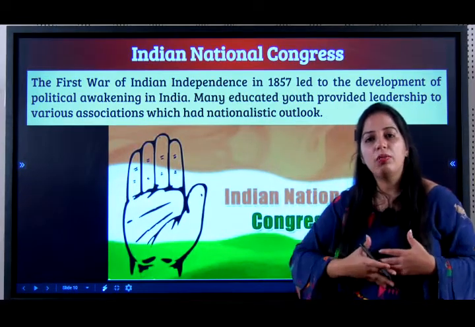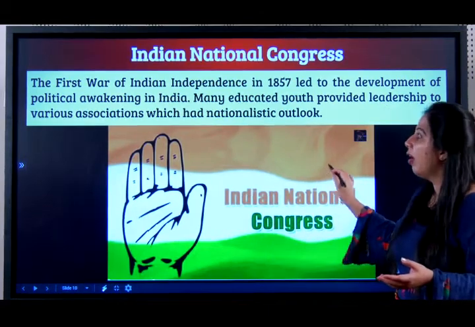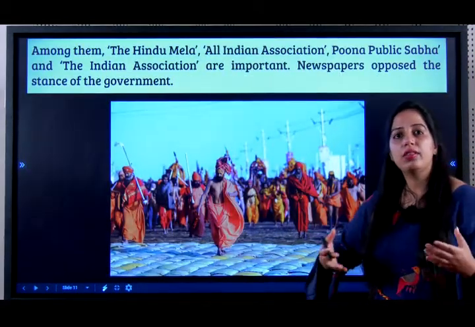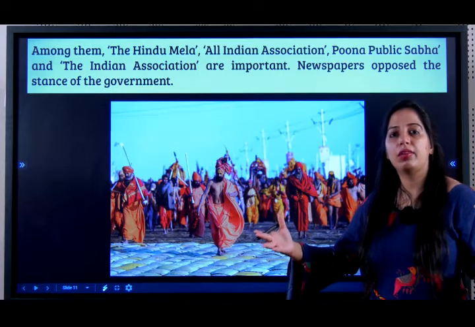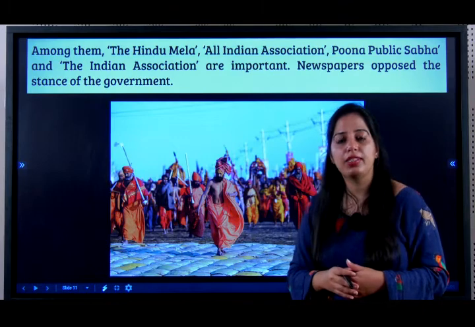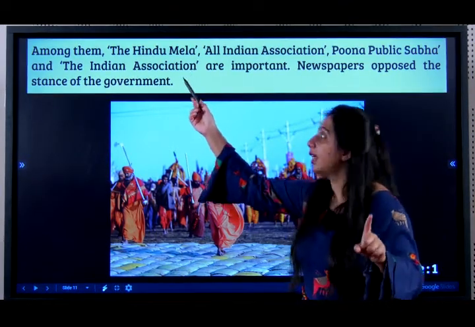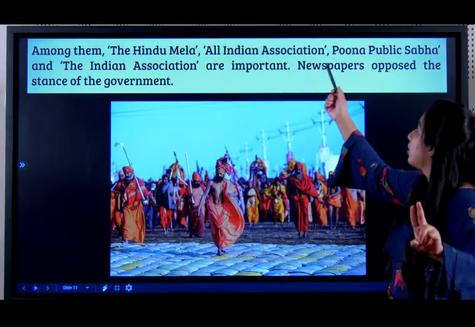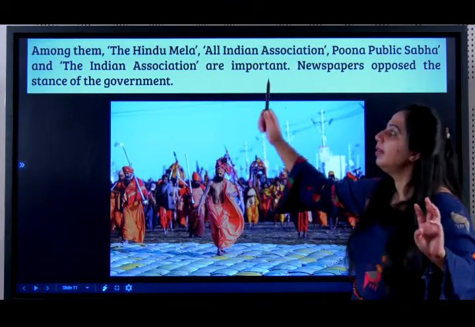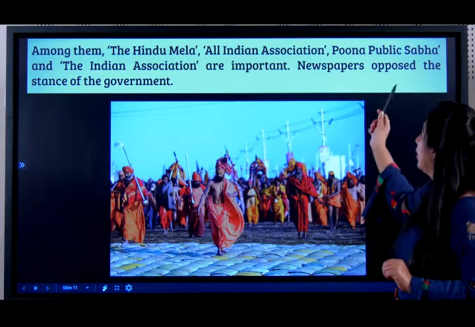So Indians formed a lot of associations in different parts of the country, all to arouse the feeling of nationalism amongst the people of India. Which of these associations are important? You should know at least 3 of them. The Hindu Mela, All India Association, Pune Public Sabha and the Indian Association are important.